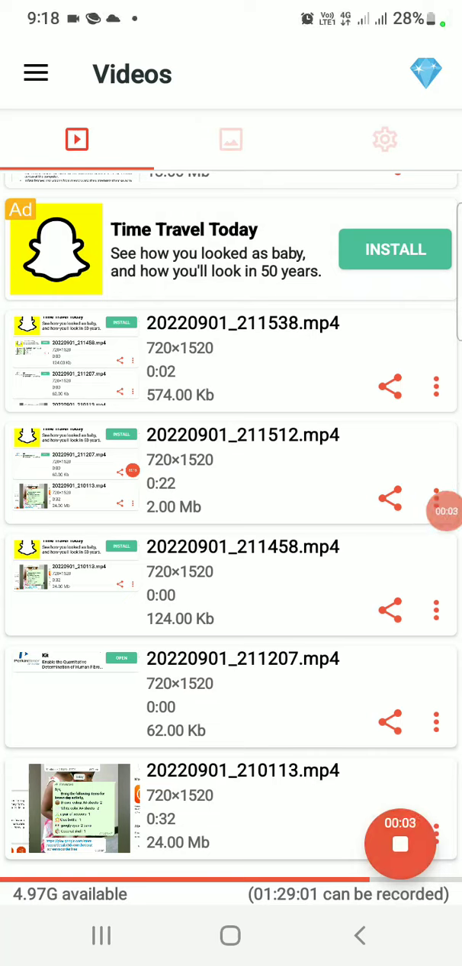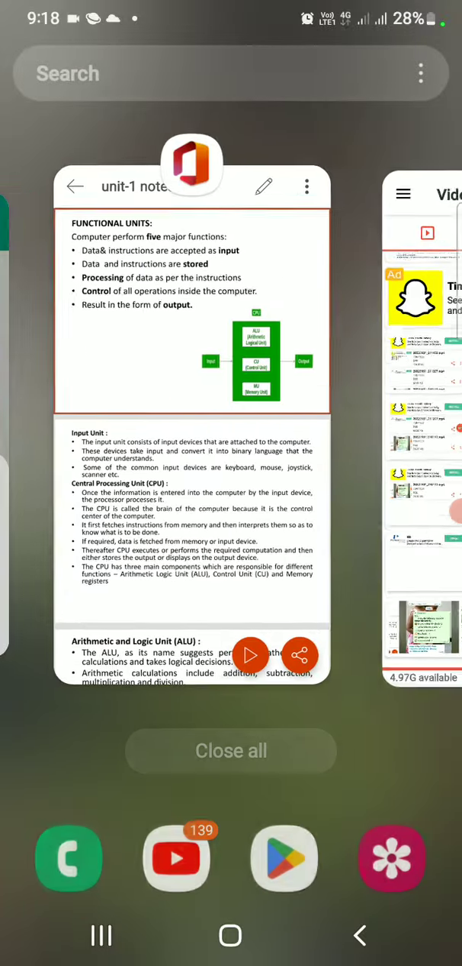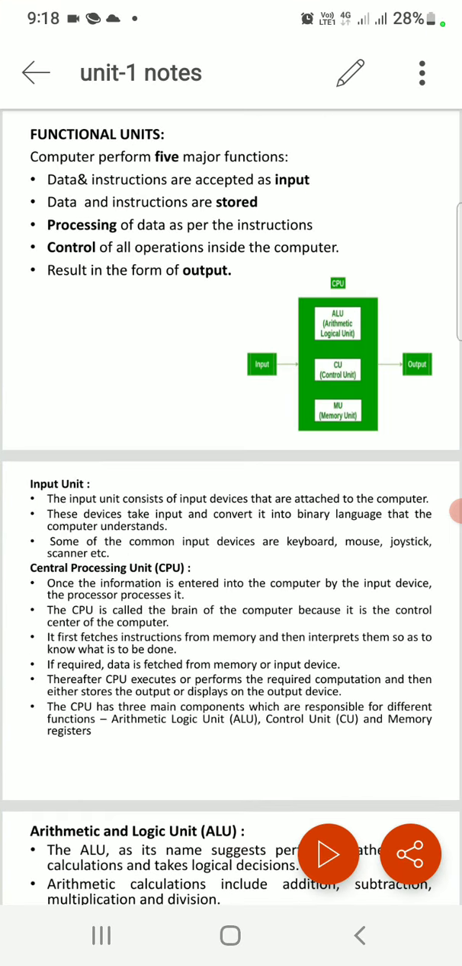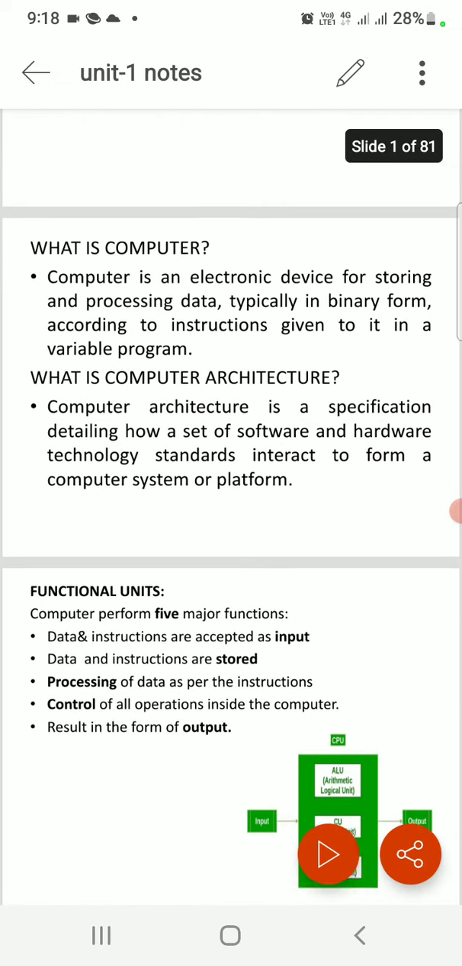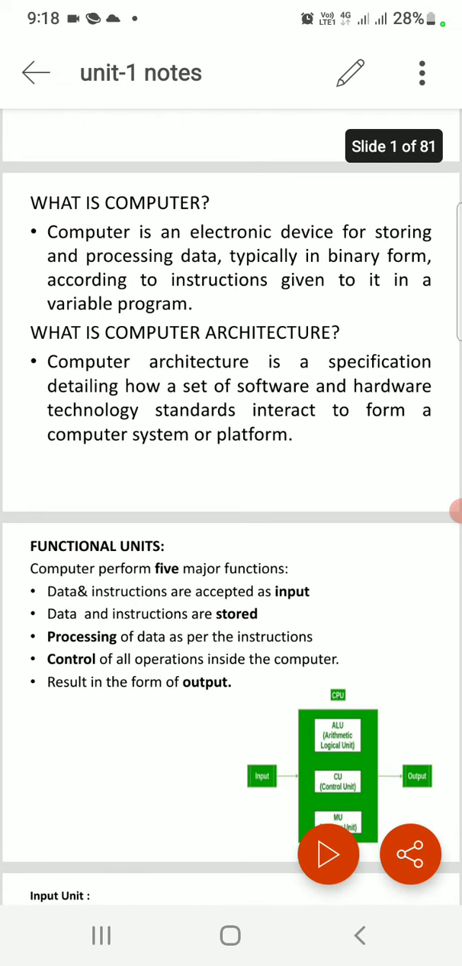Now we are going to talk about computer architecture. First of all, we are going to discuss unit number 1. What is unit number 1? The first topic of unit number 1 is the functional units of the computer. First of all, what is a computer?